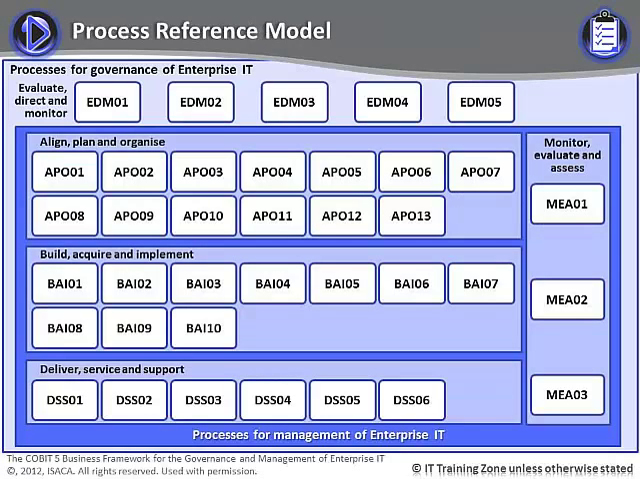You've seen the diagram on your screen before. It's the COBIT 5 Process Reference Model. This shows the 37 governance and management processes described by COBIT and how they are grouped in domains.